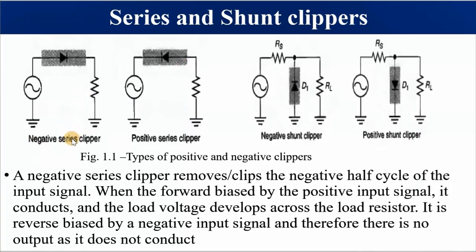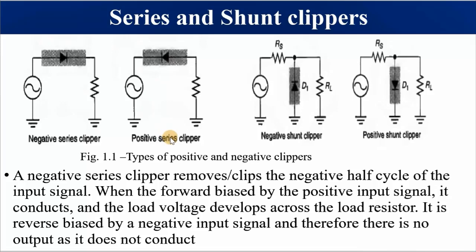Why are we saying this is a negative series clipper? When the input is positive, this diode is going to be forward biased and current is going to flow through the load resistor, and we are going to have an output. When the input is negative, this diode is not going to conduct and there's not going to be any current flow, hence the output will be 0. In other words, we have sliced the negative half cycle so that we will have only the positive half cycle. Hence we are saying this is a negative series clipper.